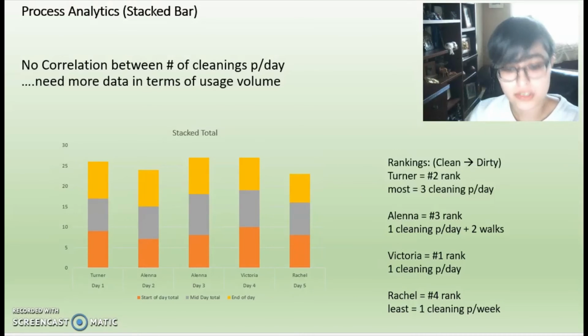Lastly, we used a stacked bar chart to rank cleanliness. When compared to how often cleanings were done, there was no strong correlation between the frequency and cleanliness ratings. We concluded that more data would be needed on usage volume before we could draw any real conclusions from this specific data. Most likely, there was a closer link between the number of cleanings done and the amount of patients using those bathrooms a day.